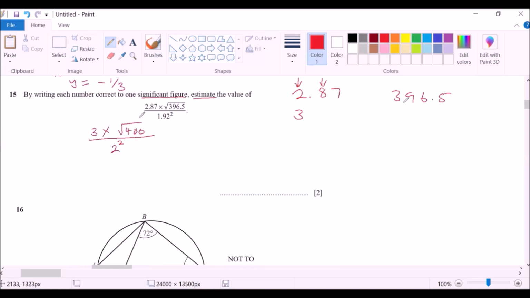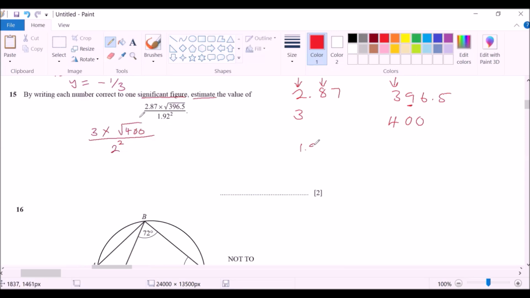396.5, the first significant figure is this position where there is 3. So we now look at the next position, which is 9. 9 is 5 or more, or we can say 9 is greater or equal to 5. So we increase here. This will become 400.0, which is just 400. That's how we got this 400.